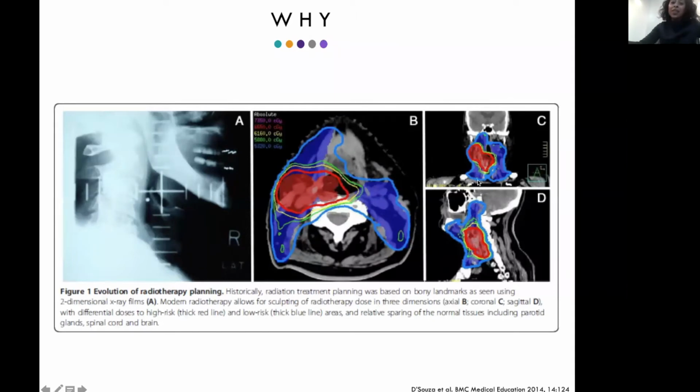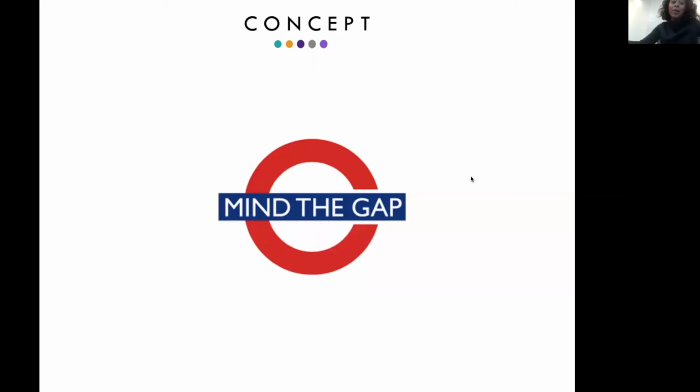So we know that the field has advanced dramatically from radiation treatment historically based on bony landmarks and X-ray films to the advent of more modern technologies such as 3D conformal radiotherapy and IMRT. And so today's radiation oncologists really require a thorough understanding of clinical anatomy and radiology. But there's a gap between what is taught in residency and what is needed for practice.